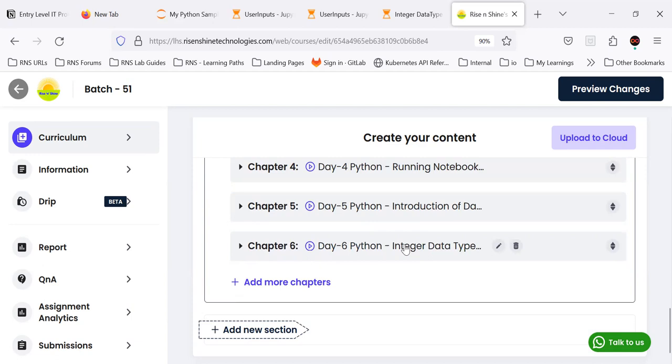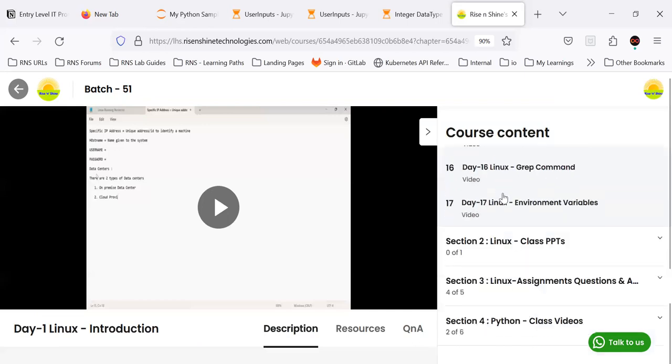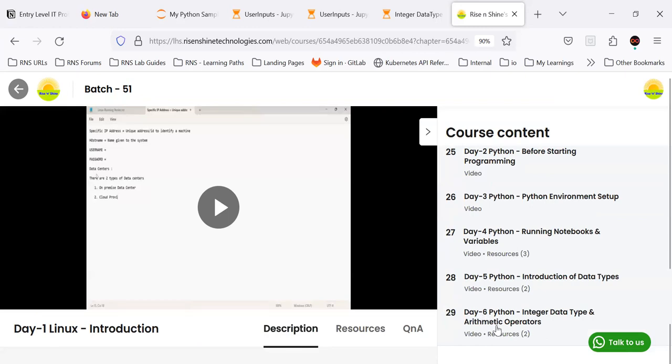Yeah, so here this is an integer data type. And I have attached the notebooks also here. Any queries, questions? Are you good for today?